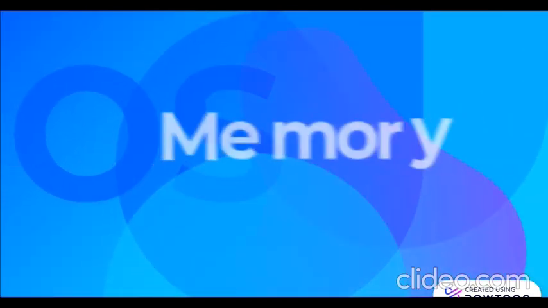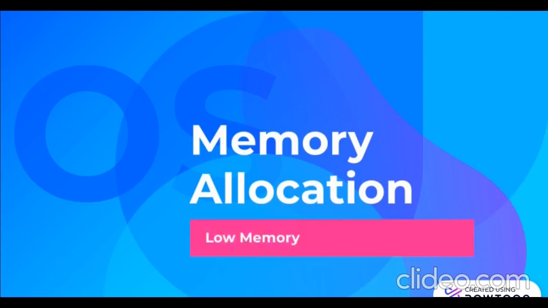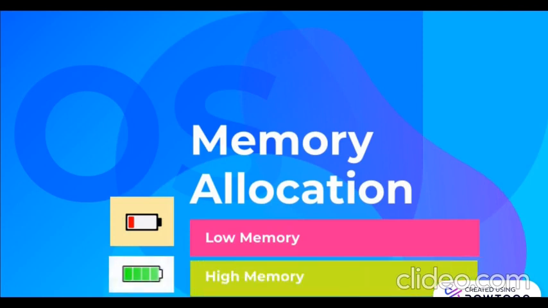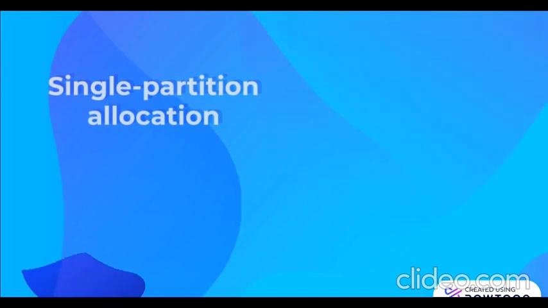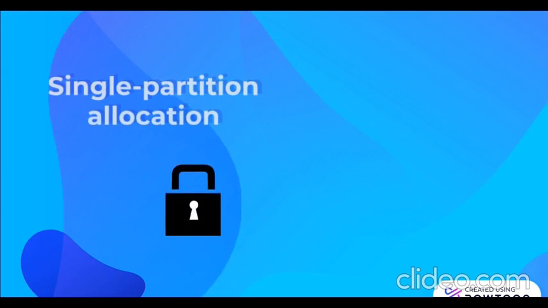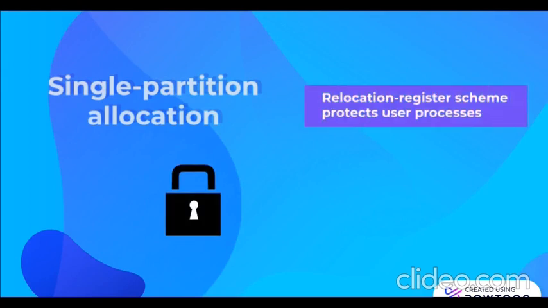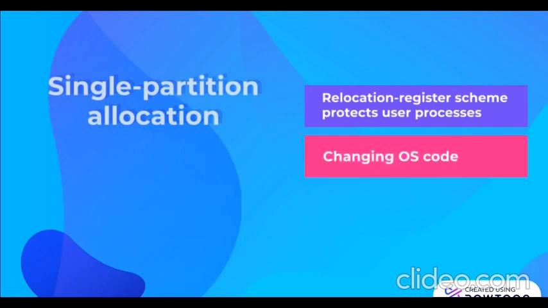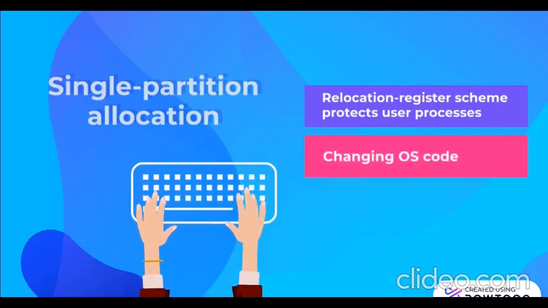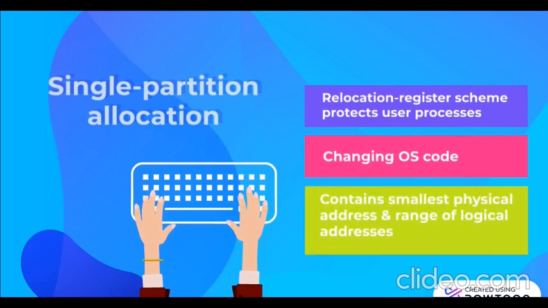Operating system uses the following memory allocation mechanisms. Main memory usually has two partitions: low memory, in which the operating system resides, and high memory, where user processes are held. Single partition allocation. In this type of allocation, the relocation register scheme is used to protect user processes from each other and from changing operating system code and data. The relocation register contains the value of the smallest physical address, whereas the limit register contains the range of logical addresses. Each logical address must be less than the limit register.